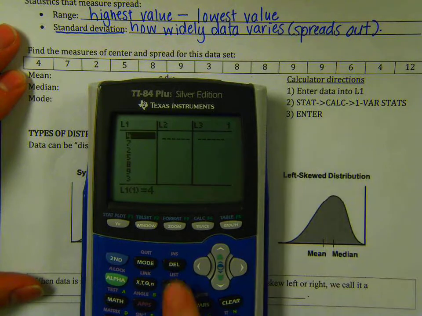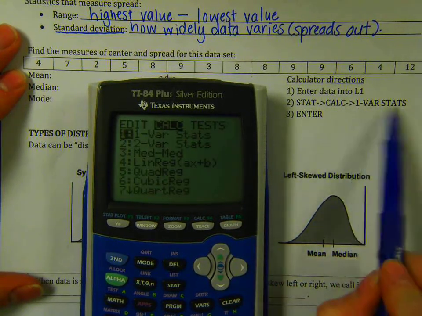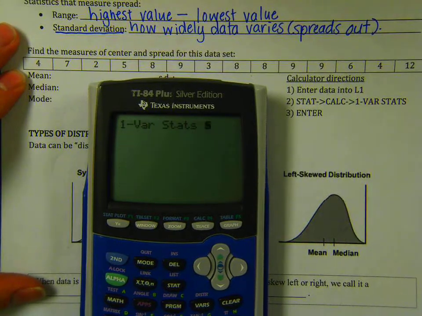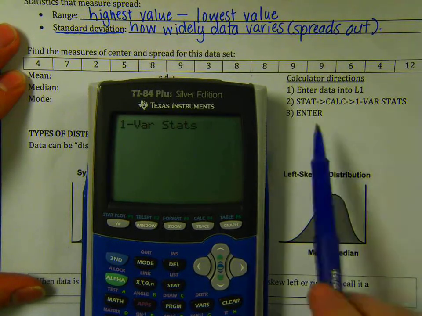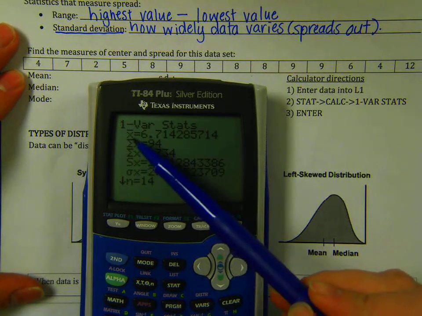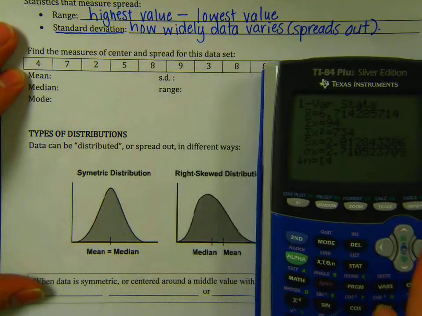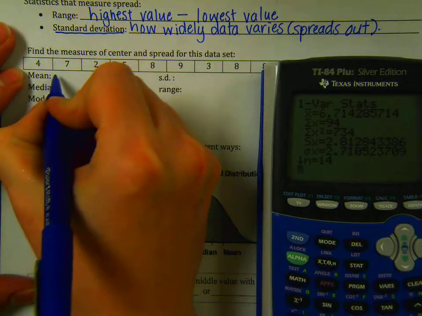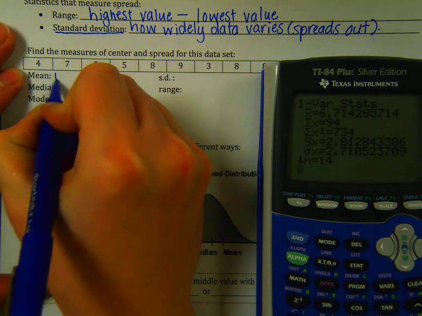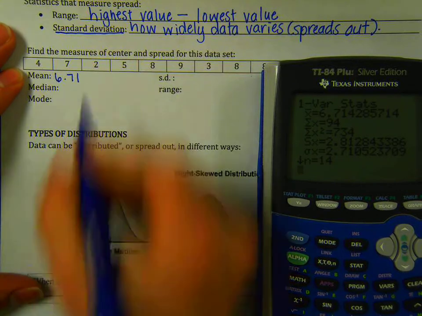Okay, once the data is in there, follow step 2. So Stat, we're moving over to Calc, and we're doing the one variable stats. You should have done this last class as well. I'm just going to hit enter to get my data. And at first, this looked really confusing. We have a whole bunch of different things in here that we've never seen before. Well, now that we know that mean is X bar, right here is our mean. So I can write that down. I know it's a little hard to see on my calculator, but 6.71. And that was my X bar.